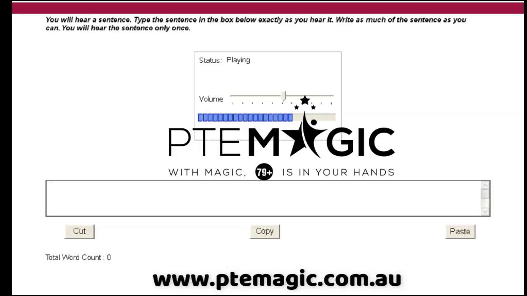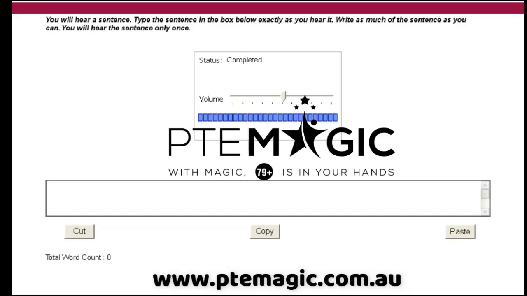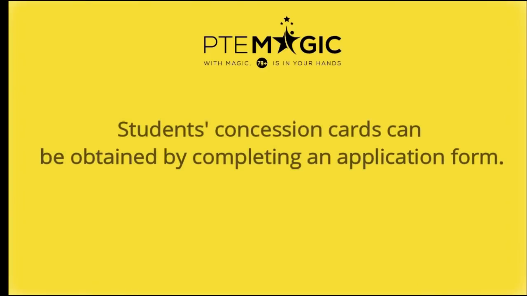Social policy describes the ways societies meet the human needs. Students' concession cards can be obtained by completing an application form.